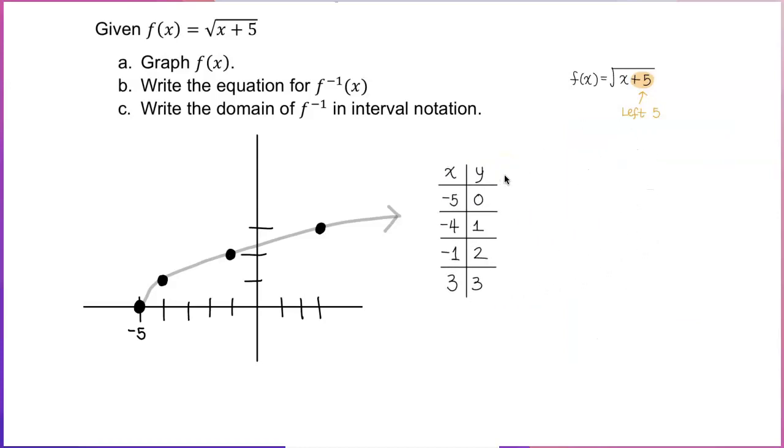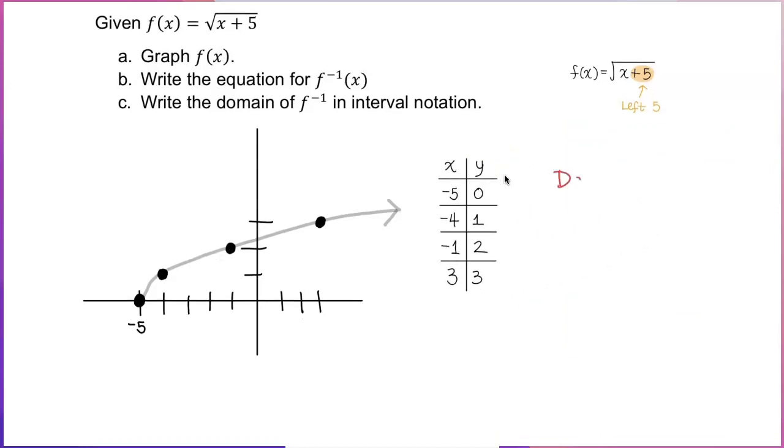So let's talk about the graph here. Domain of this square root function. Notice it starts at -5 on the x-axis, right? We're going to say bracket -5, comma, positive infinity. So it starts at -5, but it goes forever to the right. That's the domain of this function, okay?